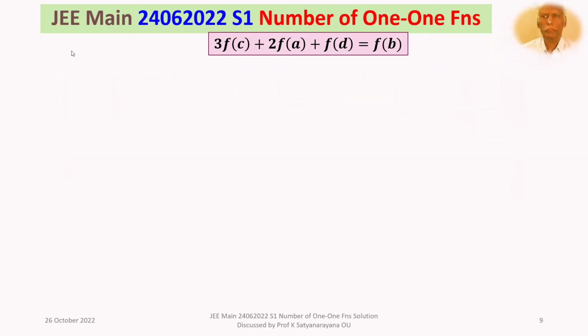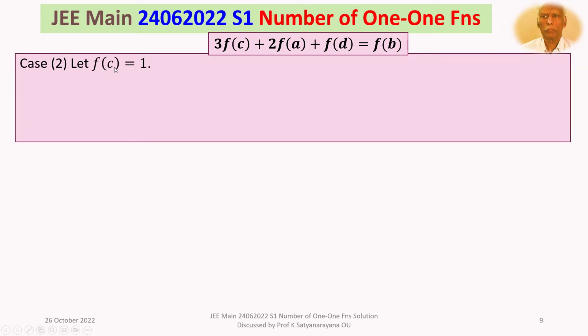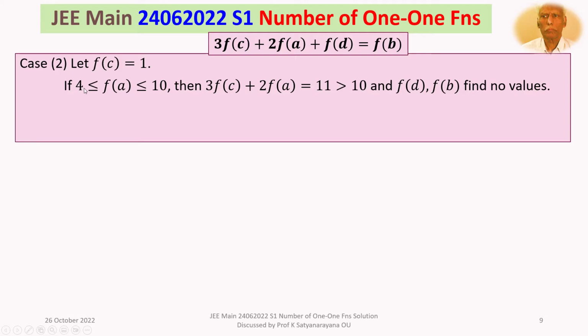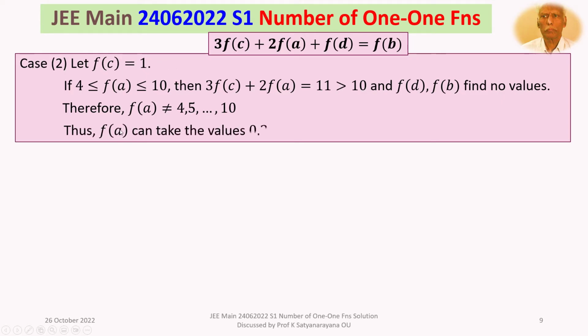We go to the next scenario, that is case 2. Let f of c be equal to 1. Then if f of a takes 4, then 3 times f of c plus 2 times f of a will exceed 10, and thereby f of d and f of b find no values. So f of a cannot take the values 4, 5 up to 10. Of course f of a cannot take 1 also. Those are the things which you are not supposed to consider. So f of a can take only 3 values.